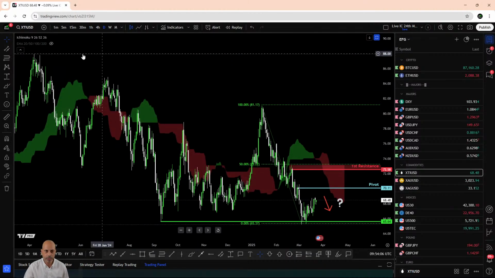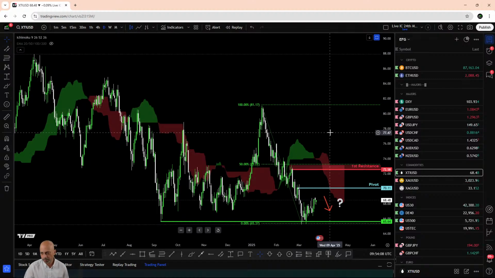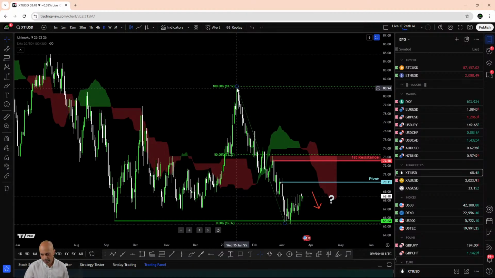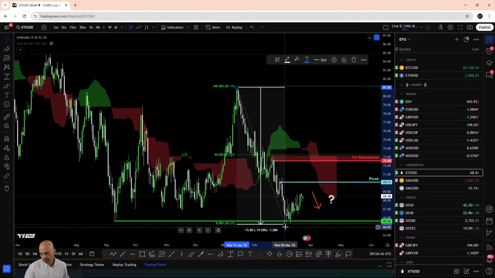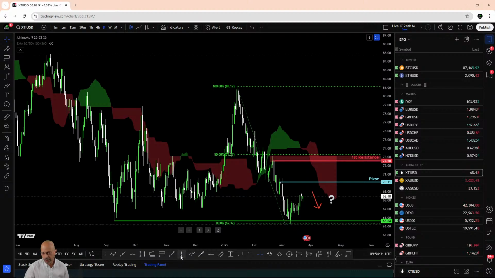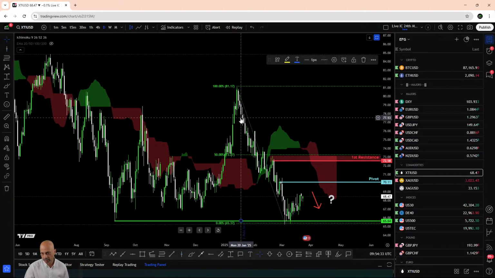XTI USD is an instrument that tracks the WTI crude oil futures, and we can see that since mid-Jan, crude oil has lost well over 17%, I believe, or nearly 20%, right, in a matter of about 2.5 months. Right, it's a big drop in crude oil, especially after Donald Trump announced an executive order, right, on 20th of Jan.